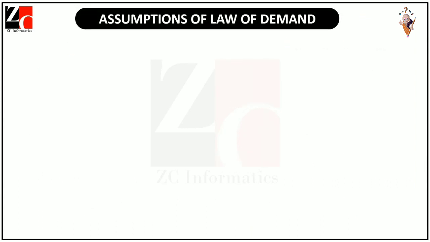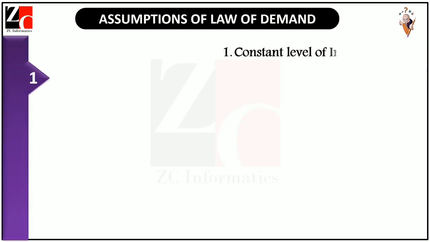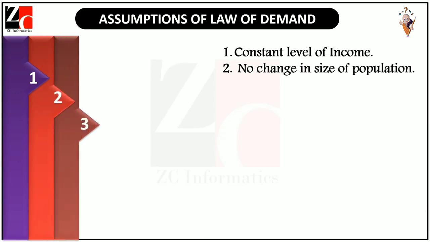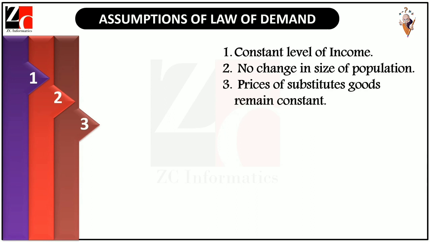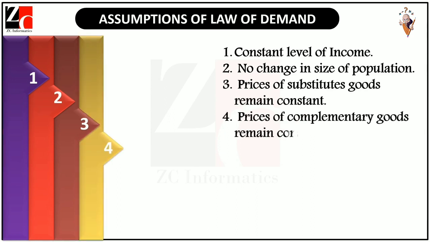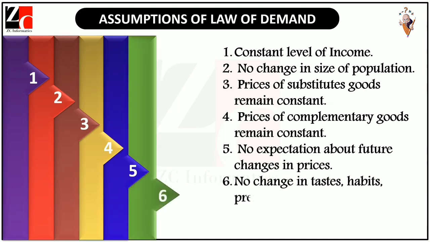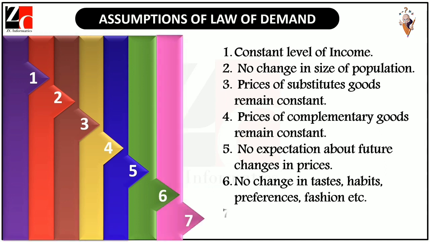Assumptions of the law of demand. Point number 1. Constant level of income. Point number 2. No change in size of population. Point number 3. Prices of substitute goods remain constant. Point number 4. Prices of complementary goods remain constant. Point number 5. No expectation about future change in prices. Point number 6. No change in taste, habits, preferences, fashion, etc. Point number 7. No change in taxation policy.